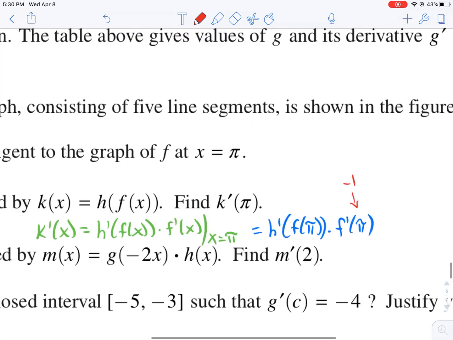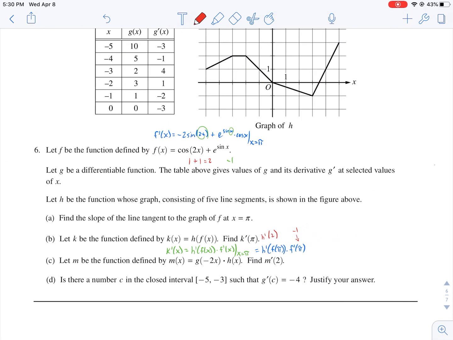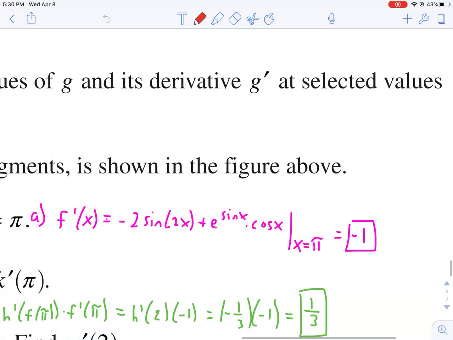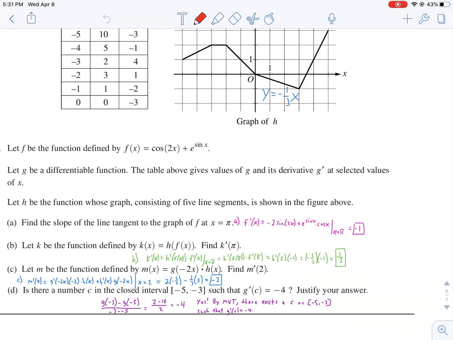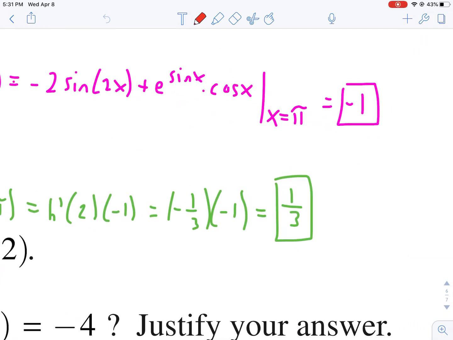And so you end up with, that's f of pi, so now we have h prime of 2. H prime we get by the graph, and so we need the slope at 2 right there. I had already found the equation for this line. The line itself is -1/3 x, so the slope is -1/3. And so here's the final work. H prime of 2, which is -1/3, times -1 is +1/3.